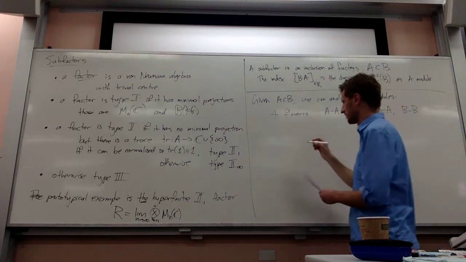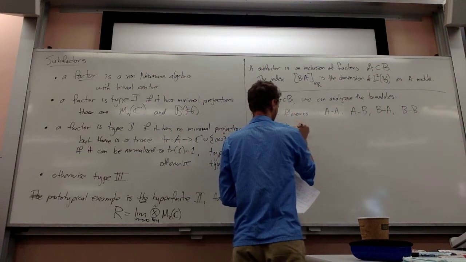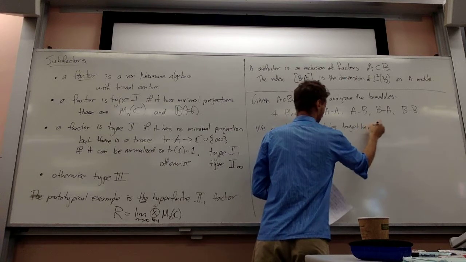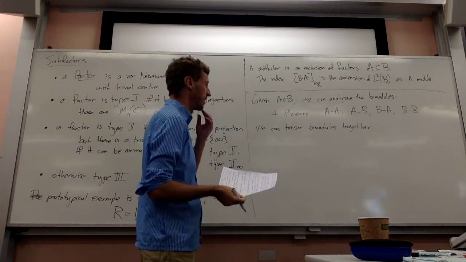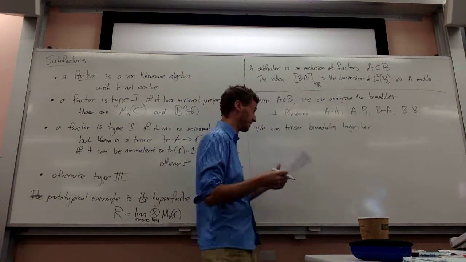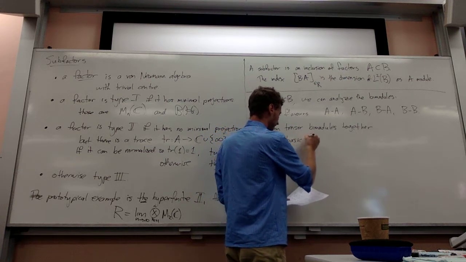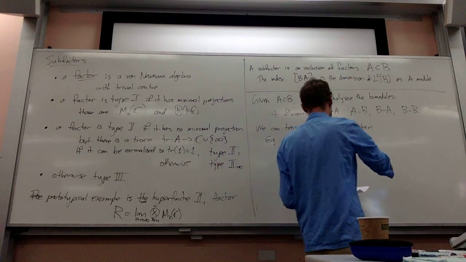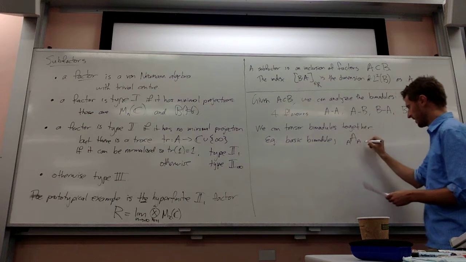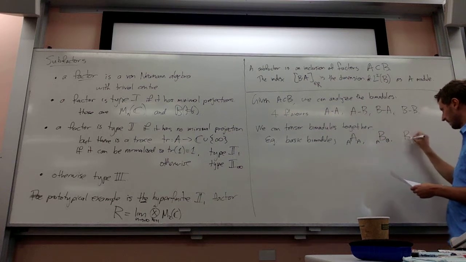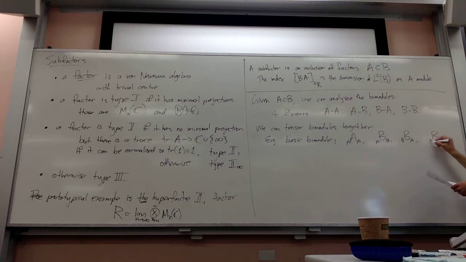Now, we can tensor bimodules together. And whenever I tensor bimodules, I mean tensoring over the ring that sits between them. We have some basic bimodules that we're guaranteed to have just from an inclusion. We can think of A itself as an AA bimodule, and then we can also think of B as a bimodule in a few different ways. There's no reason not to write B as an AA bimodule. So there are these obvious things that you get for free as soon as you have an inclusion.